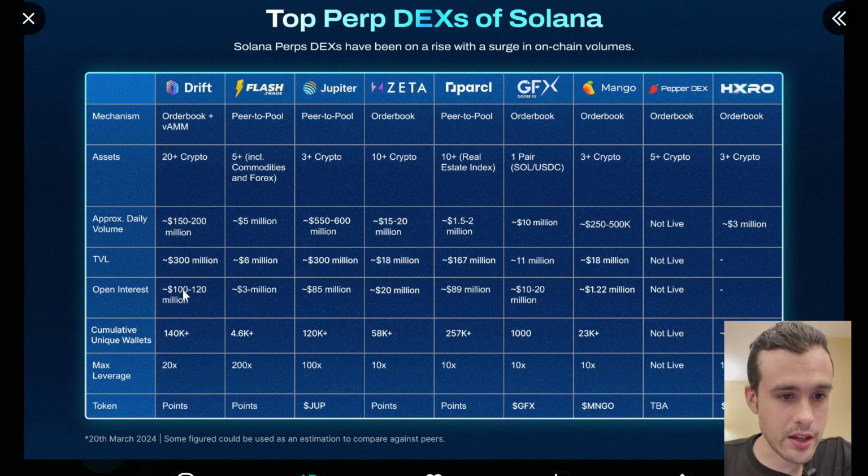So anyway, the open interest is 100 to 220 million. Probably the highest amount of open interest, actually, compared to the others. And Parcel's actually got the most number of unique wallets interacting with the protocol.